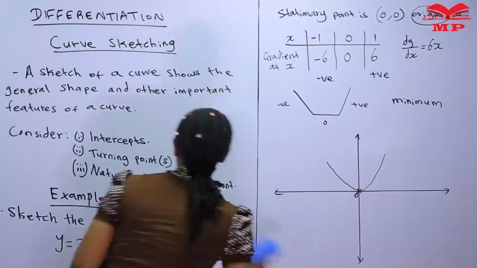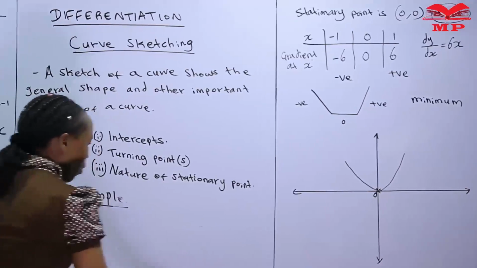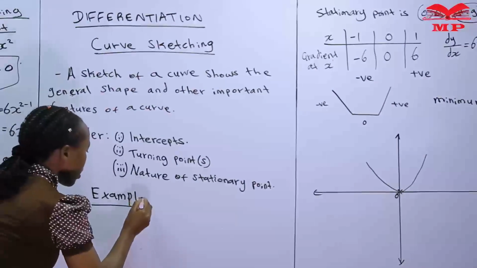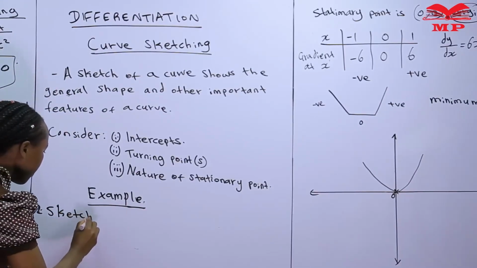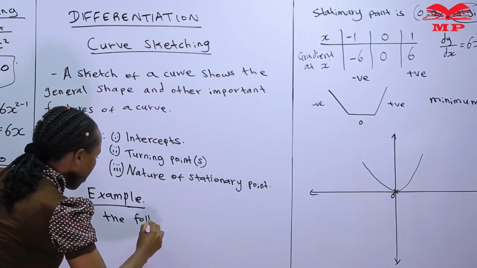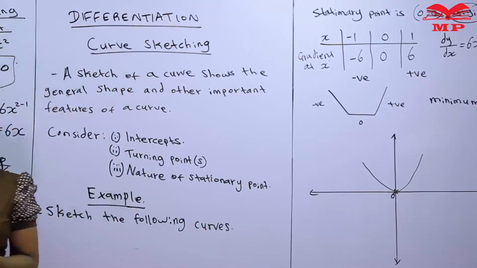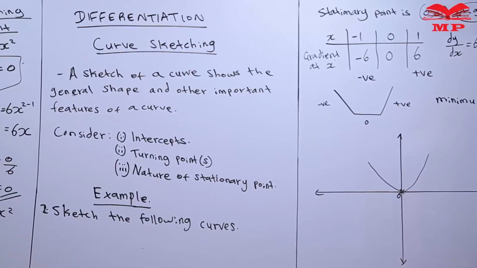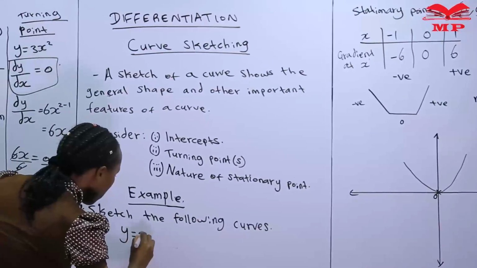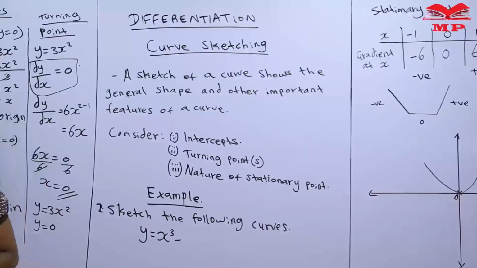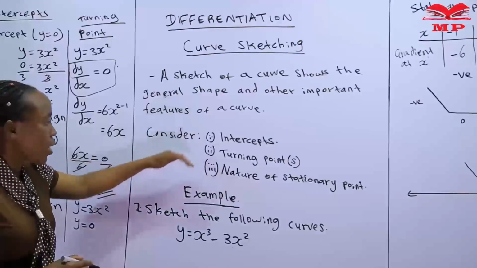Then we can do another example, example 2. Again, we are sketching. I want us to sketch another curve. Example 2, sketch the following curves. I want us to sketch one more. The equation is y is equal to x cubed minus 3x squared. And I want us to follow the same procedure.